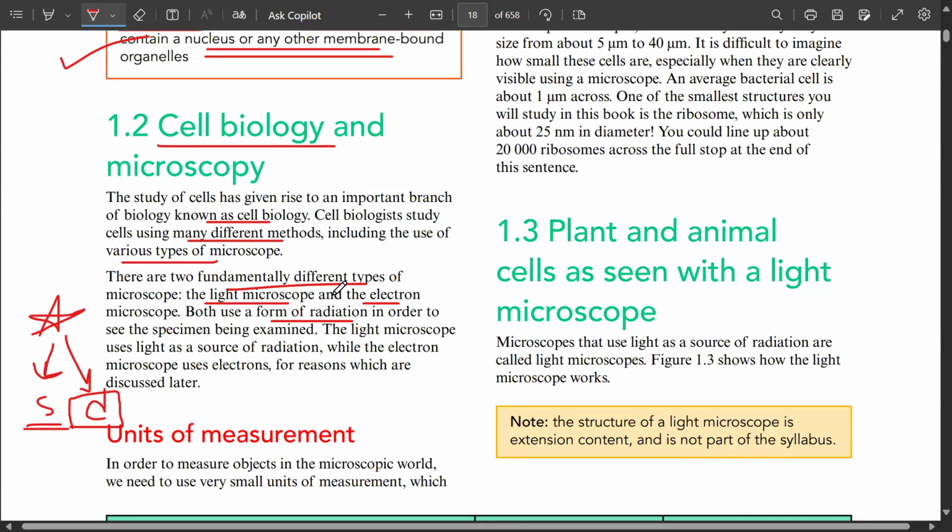Both use a form of radiation, a first similarity, in order to see the specimen being examined. The light microscope uses light as a source of radiation, while the electron microscope uses electrons as the radiation. So what's the similarity? Both use radiation. But light microscope uses light radiation, electron microscope uses electron radiation.